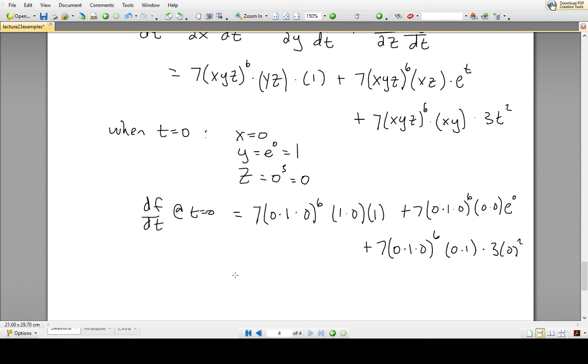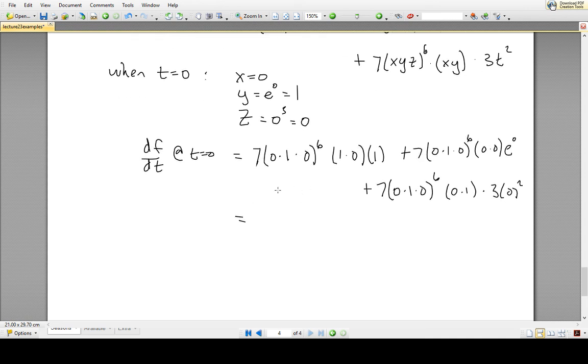Lots of zeros in here, and I think what we'll find out is this whole thing is 0. Of course, this is 7 times 0 to the power of 6. 0 to the power of 6 is 0, so that wipes out this whole thing. 0 times 1 times 0 times 1, that's all 0. The second term is 7 times, again, 0 to the power of 6 is 0, times 0 times 0 times 1, that's 0 again as well. The third term, 7 times 0 times 1 times 0, that's 0. 0 to the power of 6 is 0, so that's all 0 as well. And at the end of the day, we find out that the rate of change of f with respect to t when t equals 0 is just 0.